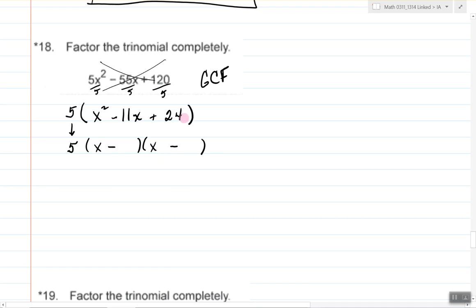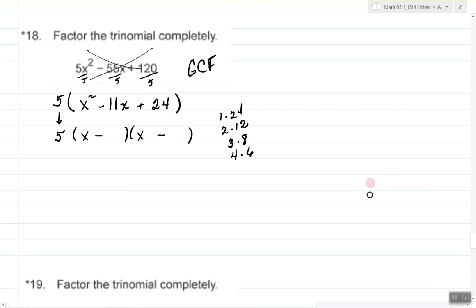I need factors of 24. Remember, you're ignoring this 5. He's on the outside. So it's either 1 times 24, 2 goes in there 12 times, 3 goes in there 8 times, 4 goes in there 6 times. There's a lot of ways to get 24. The outer and the inner will both be negative. Because there's no coefficient here, I can just look at these numbers, and 3 and 8 will add up to give me the 11. So I go straight to 3 and 8.